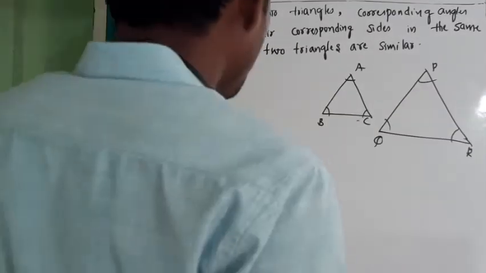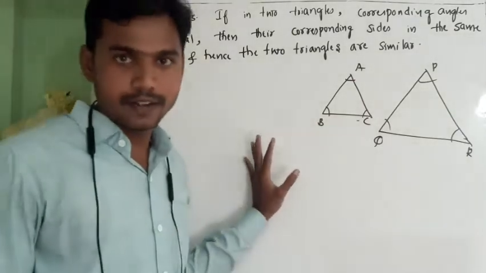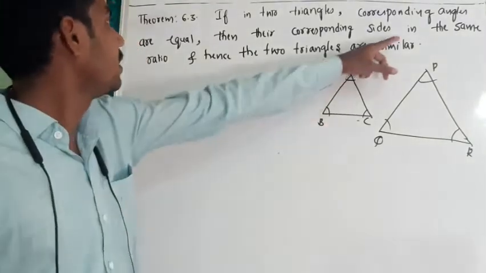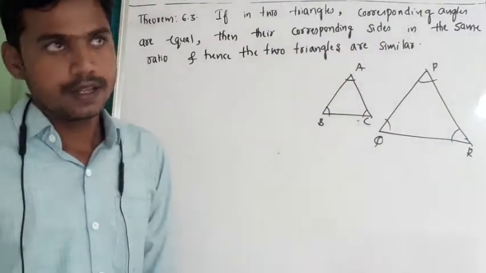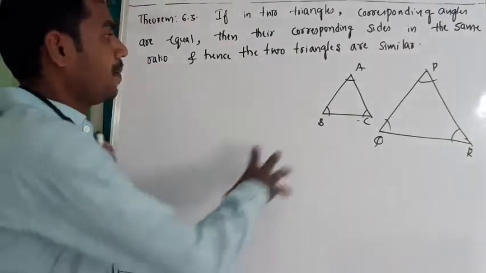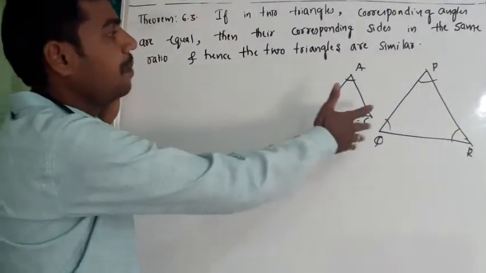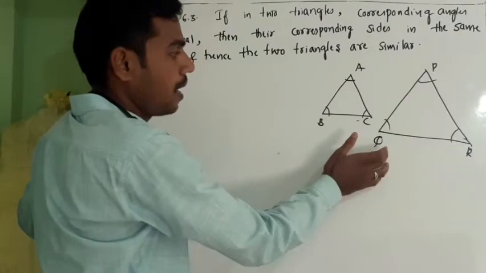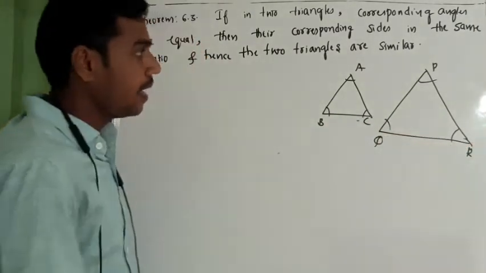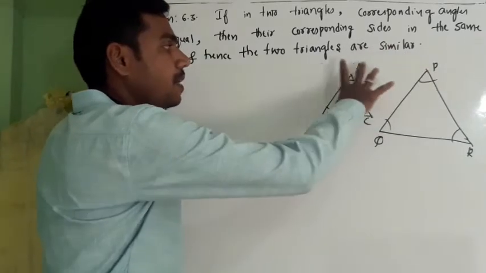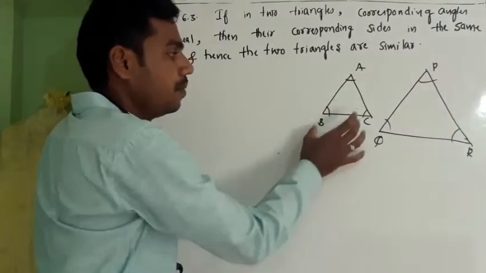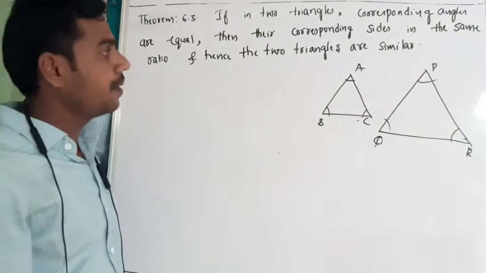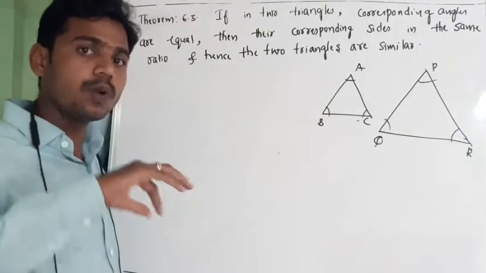Now, what I told: if corresponding angles of two triangles are equal, then their corresponding sides are in the same ratio, then the two triangles will be similar. So what does this theorem state? In triangle ABC and PQR, if angle A is equal to angle P, angle B is equal to angle Q, angle C is equal to angle R, then the corresponding sides ratio AB by PQ, BC by QR, AC by PR will be the same.